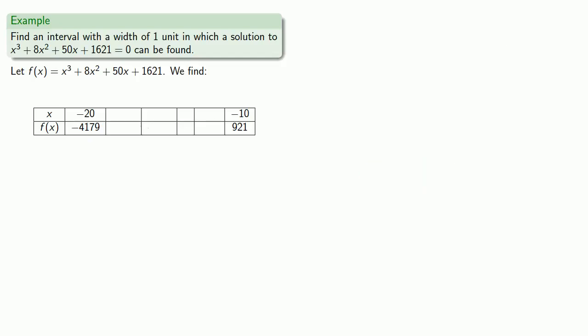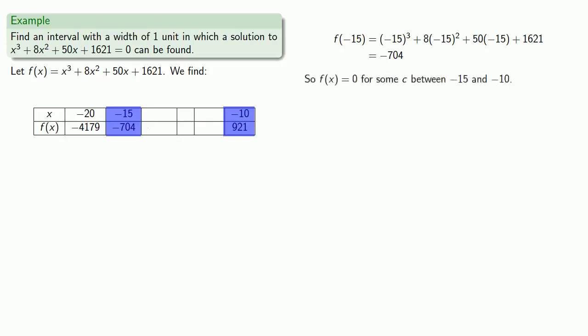So I know there's a solution someplace between negative 10 and negative 20, so maybe I'll get lucky and it's right at negative 15. Well, if you don't play, you can't win. So let's evaluate our function at negative 15. And we don't win. However, our Goldilocks principle says that negative 10 is too big, negative 15 is too small, so there is a solution someplace between negative 15 and negative 10. But our interval is still too wide, so let's narrow it down some more.